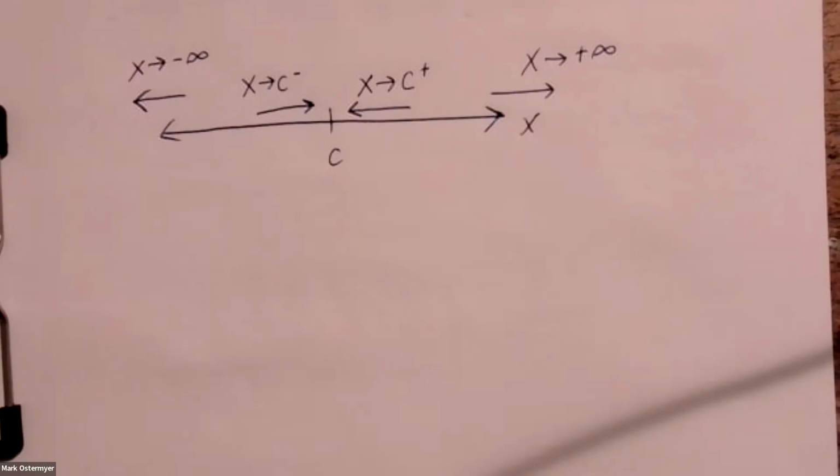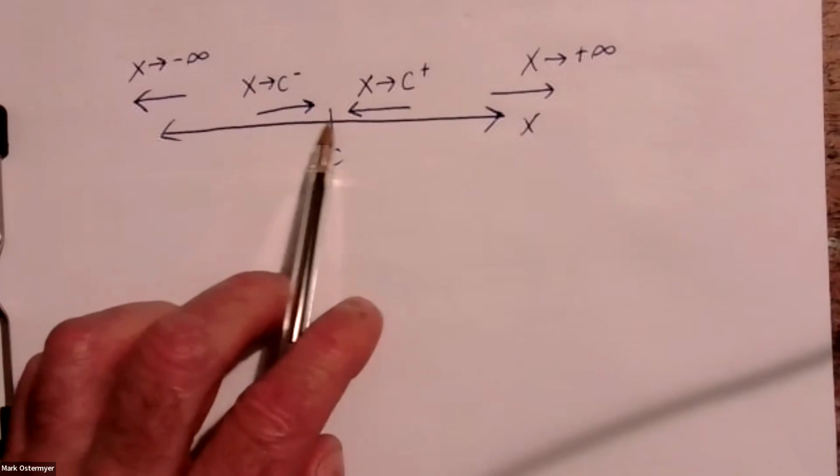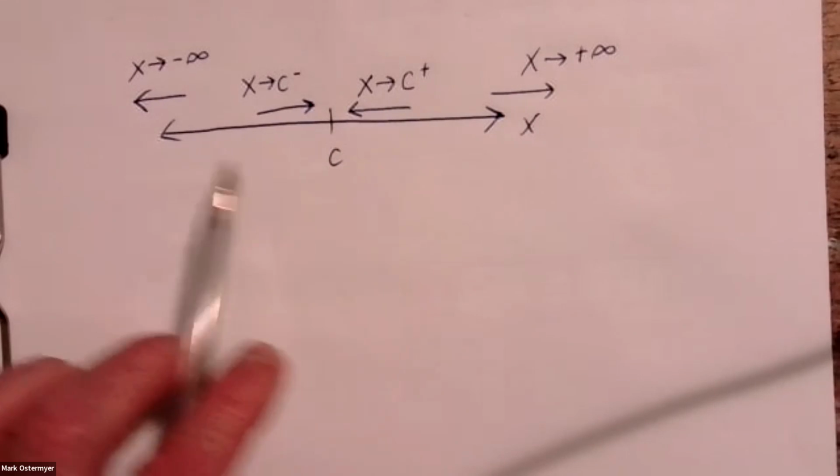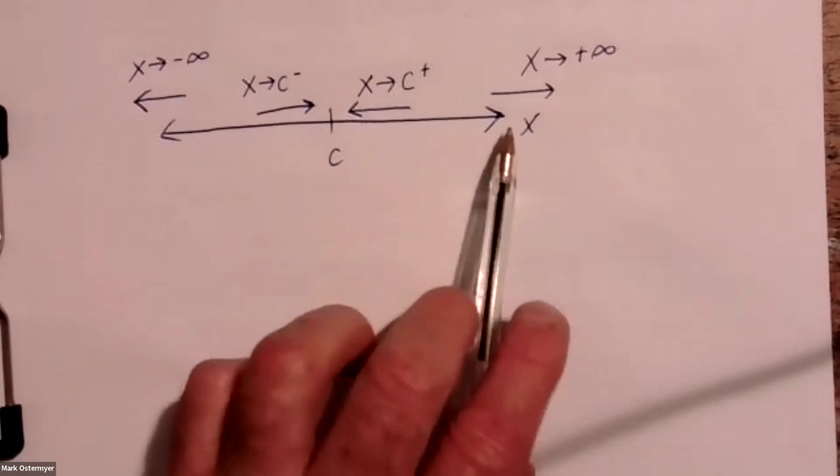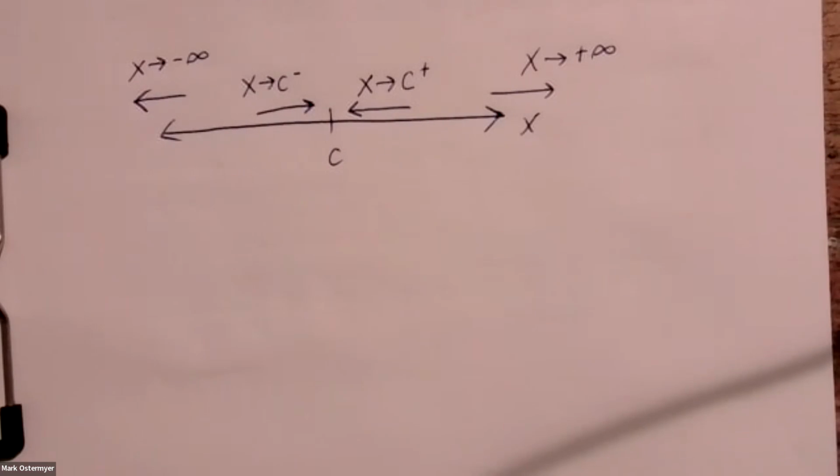That's what that notation is indicating: as x approaches c from the left, as x approaches c from the right, as x approaches negative infinity, as x approaches positive infinity there.